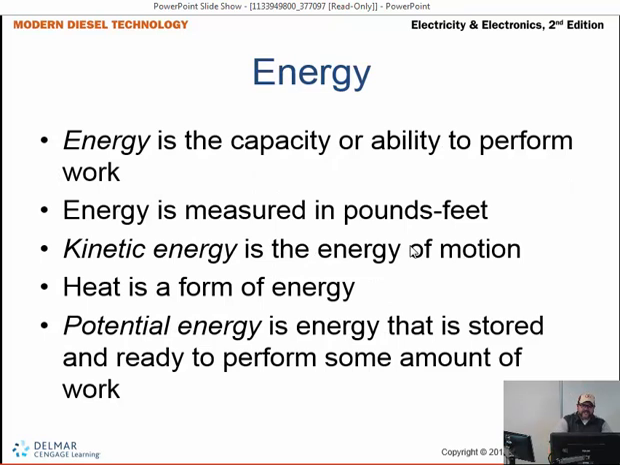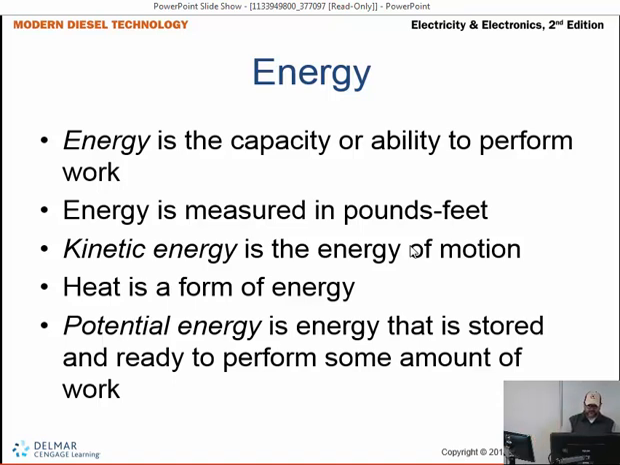Energy. Okay, let's talk about energy. Energy is the capacity or ability to perform work. As we sit in the chair waiting for our boss to give us the orders, we have energy, right? We have that potential energy. We're ready. Energy is measured in pound-feet as well. So if I can move that 500-pound box 1 foot, I have 550 foot-pounds of potential energy.